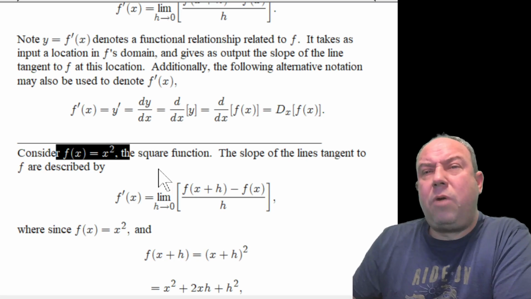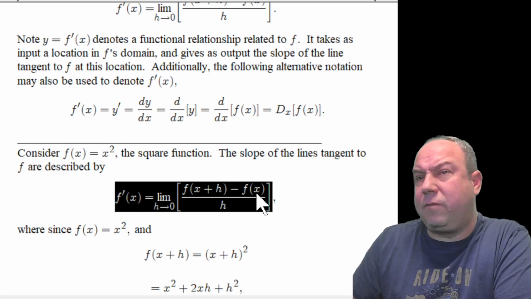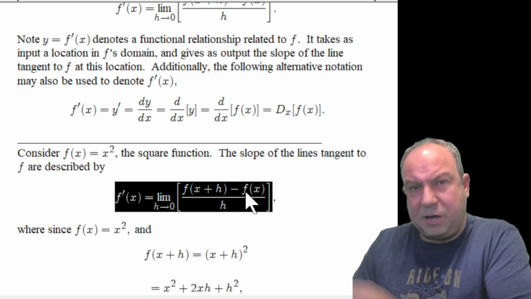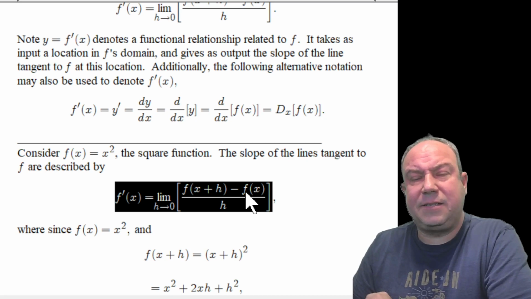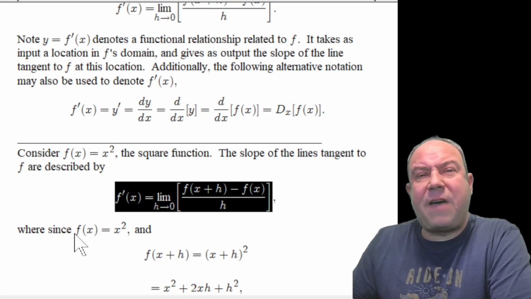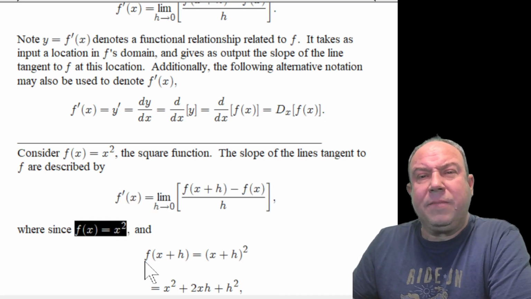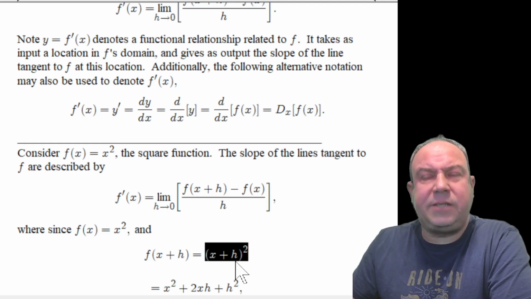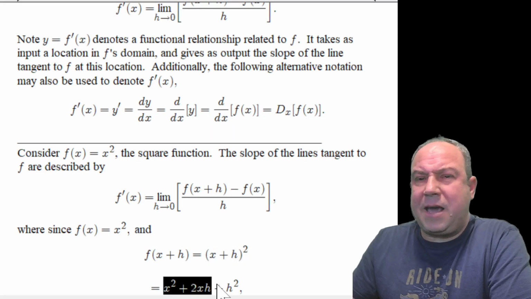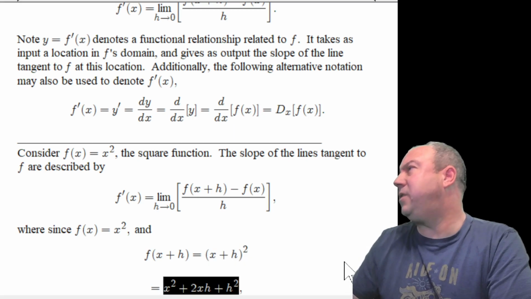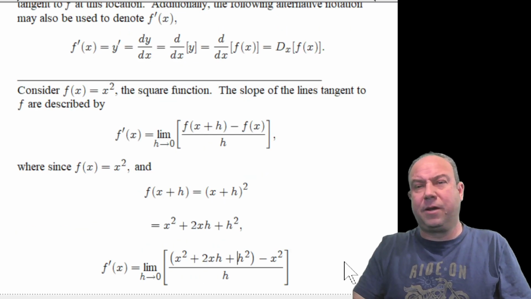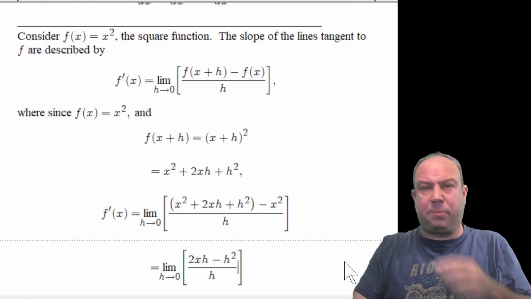We know the slope of the line tangent to the curve will all be described by this calculation here from the definition above for f prime of x. If f of x is x squared, then f of x plus h will be x plus h quantity squared, and we can expand that out. x plus h times x plus h is x squared plus 2xh plus h squared. A simple FOIL will expand that out.